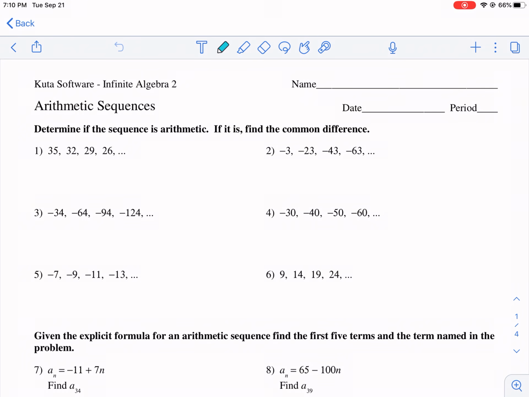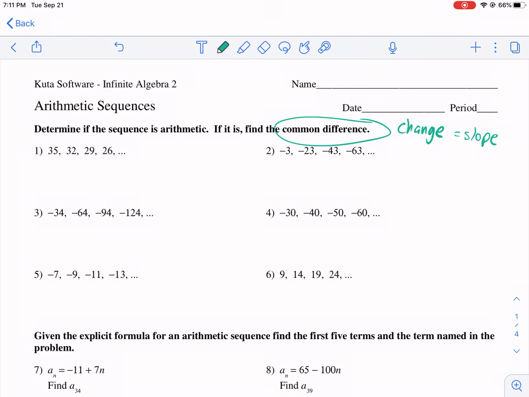It's asking us to determine if the sequence is arithmetic. If it is, find the common difference. I like to think of common difference as the change. So I'm going to circle this, and I like to call that the change. Now later on, we're going to note that change is synonymous with the slope, okay? The slope of a line, the change, the rise over the run. Okay, let's go ahead and look at our examples.